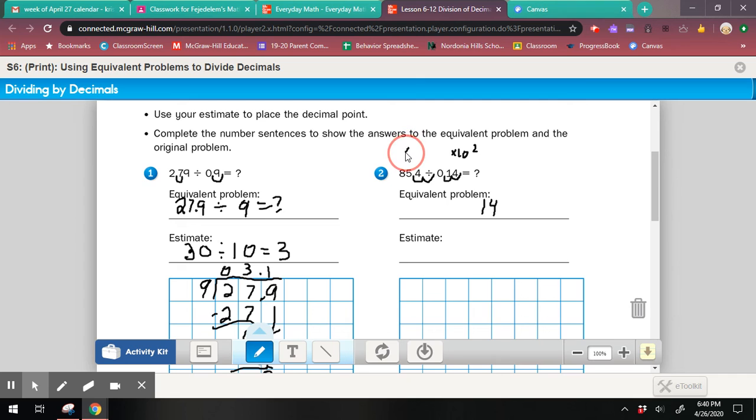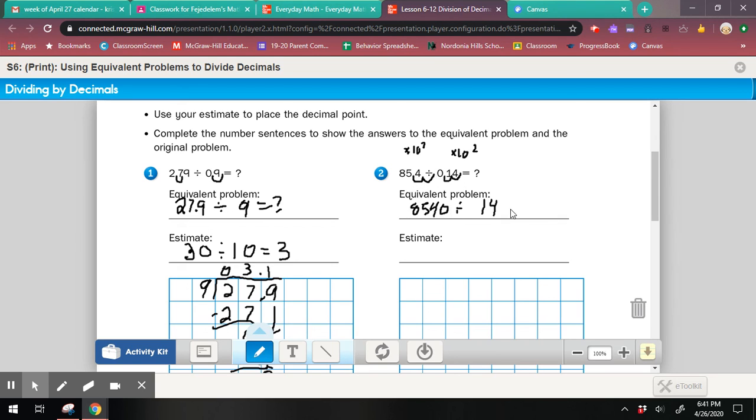So this goes back all the way to the beginning of Unit 6. What do we need to fill in with that empty spot there? Because there's a 4 here, but then here we have to put a number. So it actually becomes 8,540 divided by 14. That is our equivalent problem. So since we had to move the decimal 2 spots to the right in our divisor, we have to do the same in our dividend.